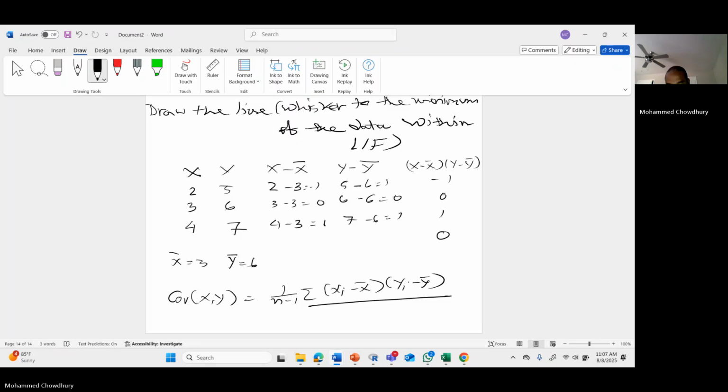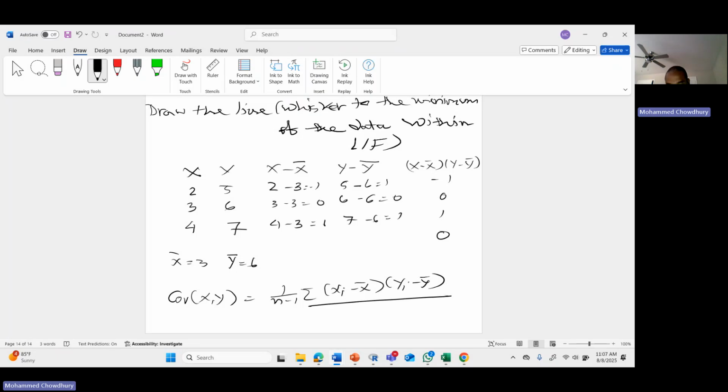Covariance could be, as I computed here, covariance of x comma y equals 1 over n minus 1 times the sum of xi minus x bar and yi minus y bar. And in such cases, the covariance value could be positive. You will get a positive value. You will get a 0 value, and you will get a negative value.